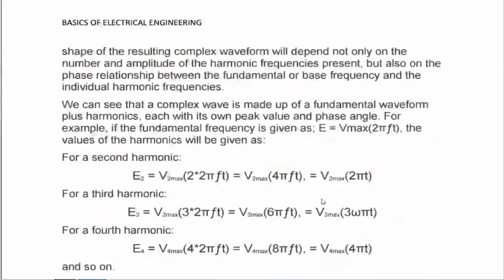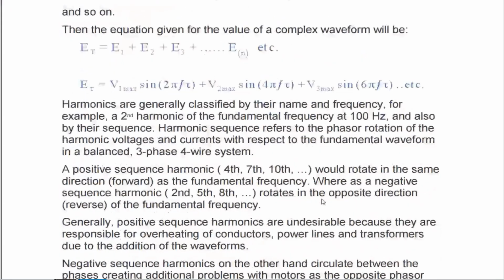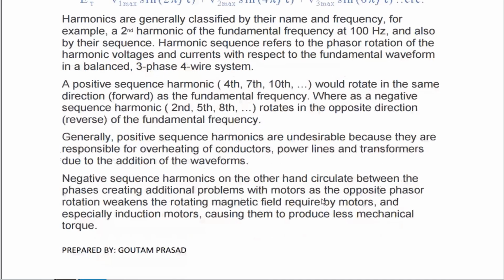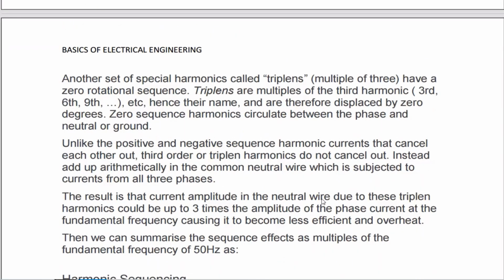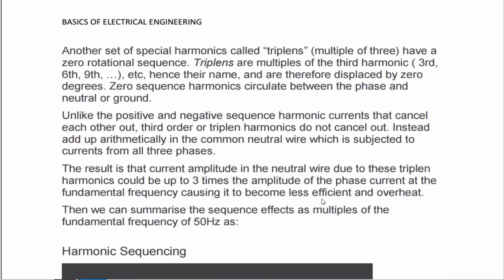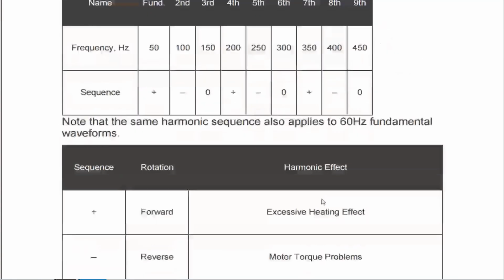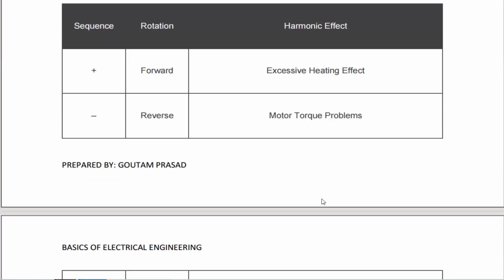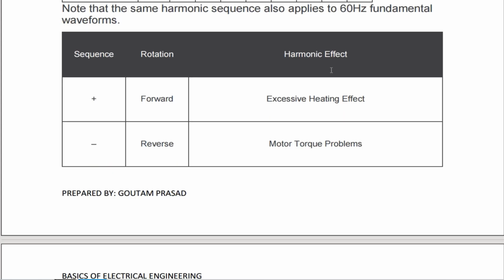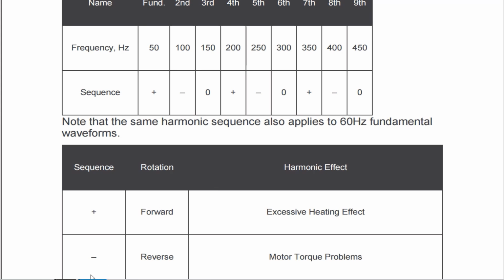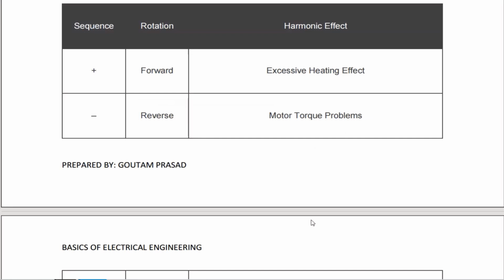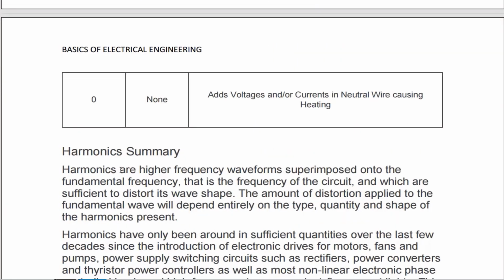So what happens if you don't get the pure sine wave in the circuit? There are losses associated with the harmonic frequencies, and that is why harmonic losses are unwanted losses. Excessive heating happens as a result. There is also a motor torque problem in the reverse direction, while in the forward direction it is excessive heating. That is the type of problem you will face.